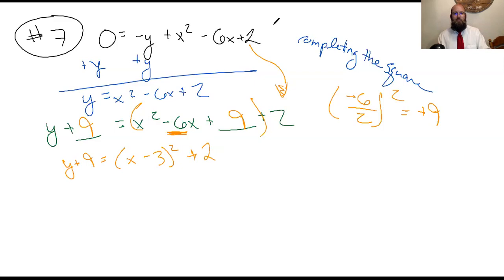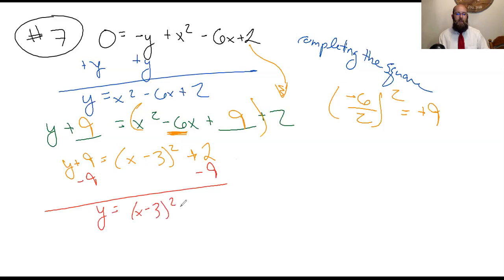All right, so now, oh, I shouldn't go back to green. I was just at green. Now I'm going to solve this y by itself again. So I'm going to move that 9 back over. So now y equals x minus 3 squared minus 7.